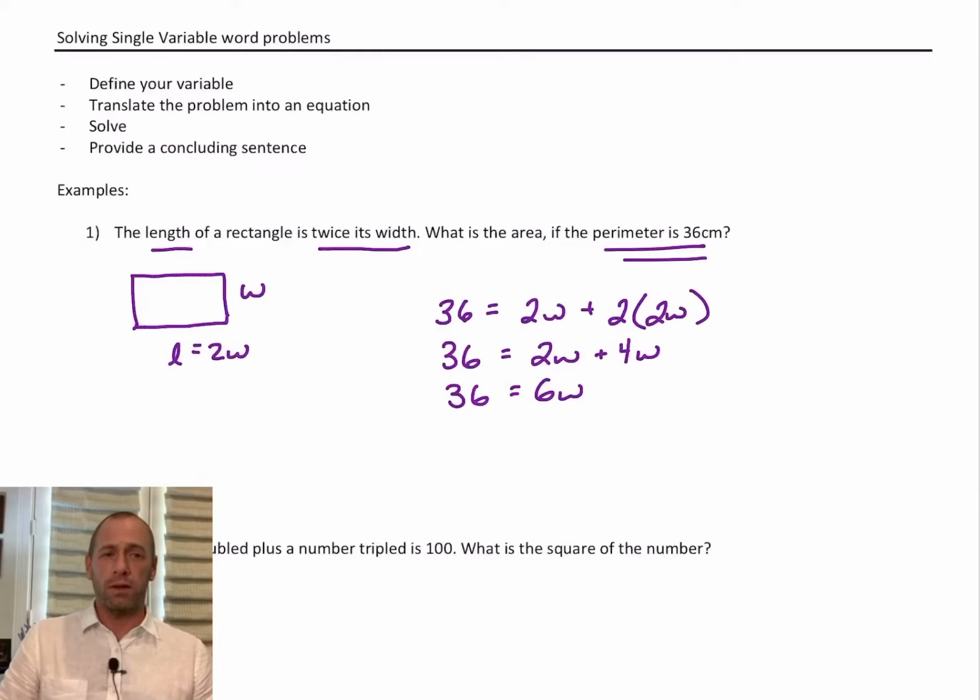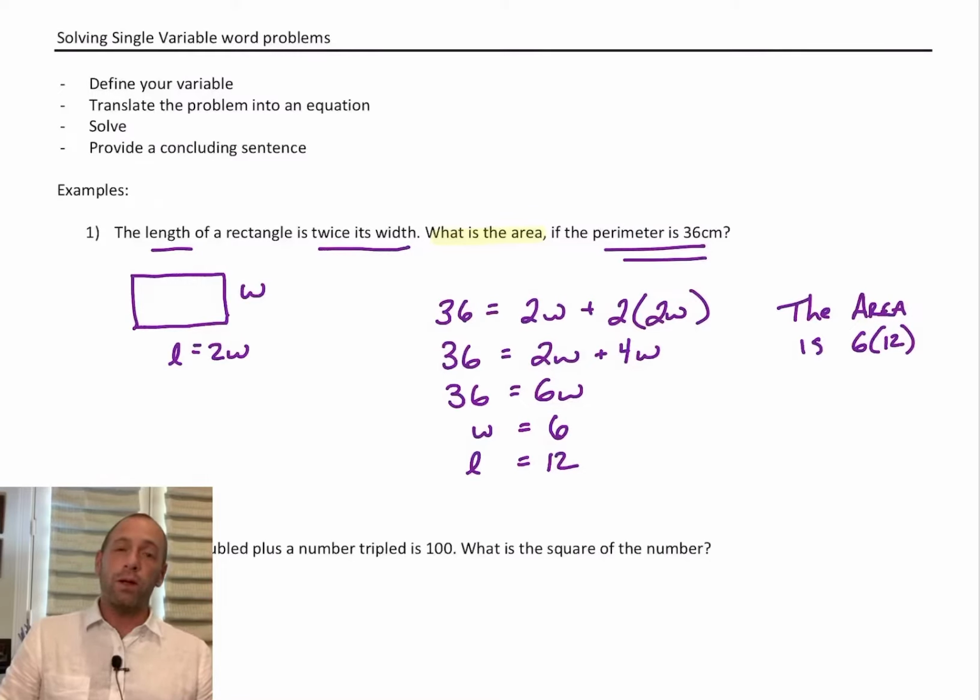It looks like it's going to be 6 centimeters. If you want to get the length, you double it to get 12 centimeters. And a lot of students will stop here. They think, I'm done, I've answered the question. But that's where the concluding sentence can save you. If you look carefully, it's asking you, what is the area? The way you find the area of a rectangle is to multiply the length and the width. 6 times 12.